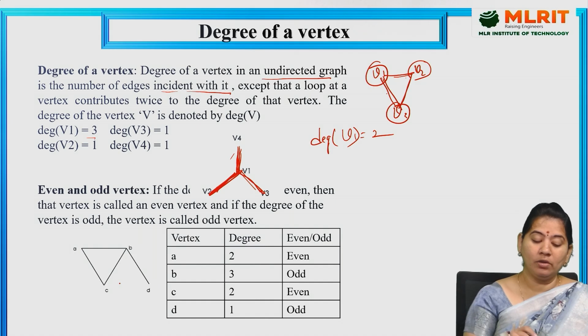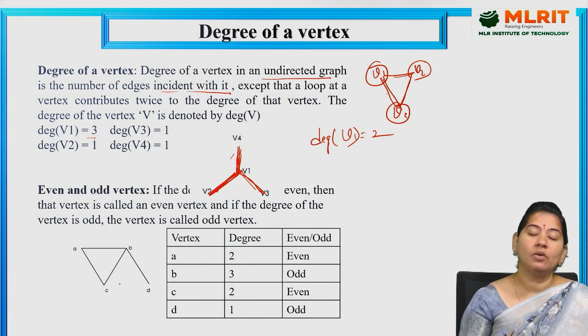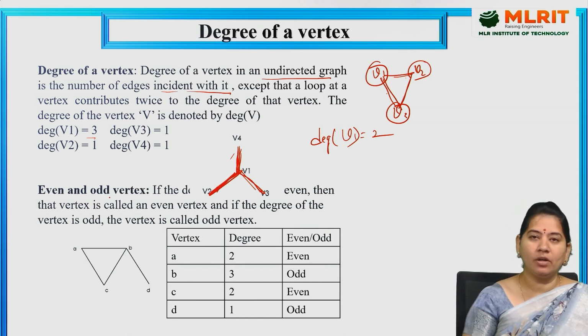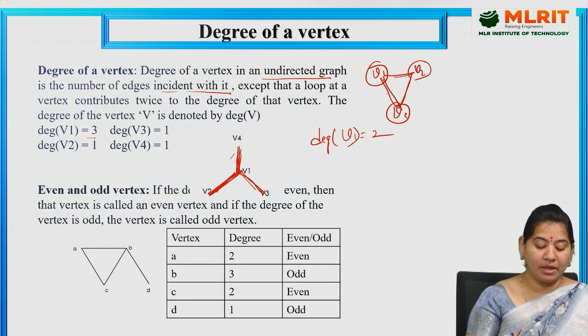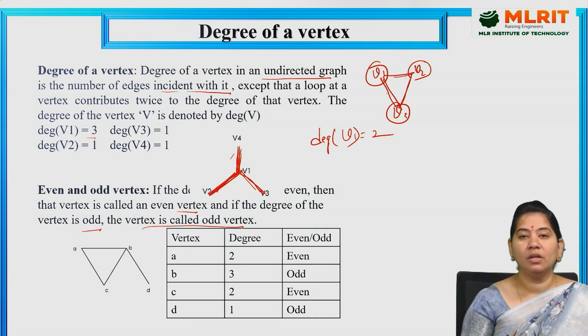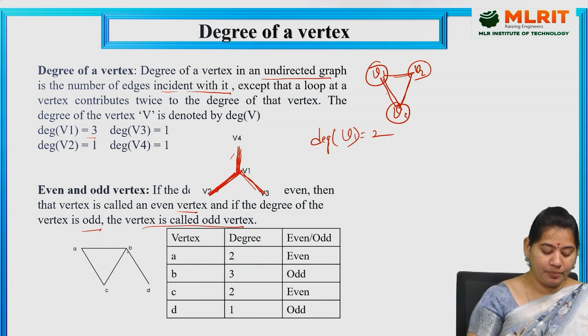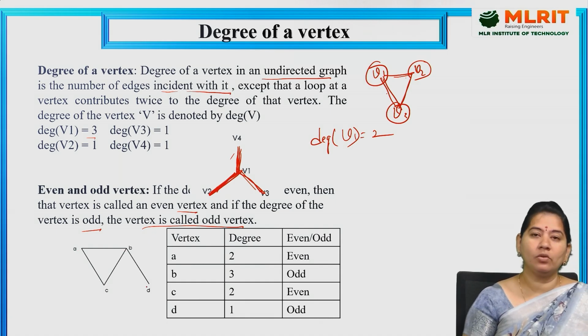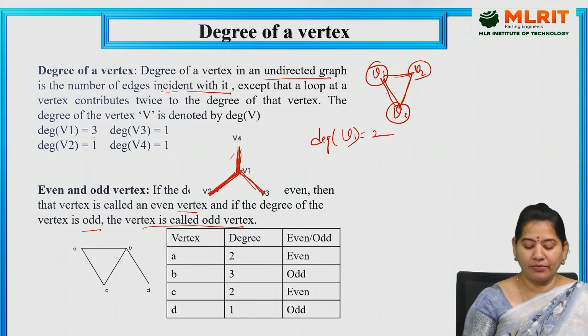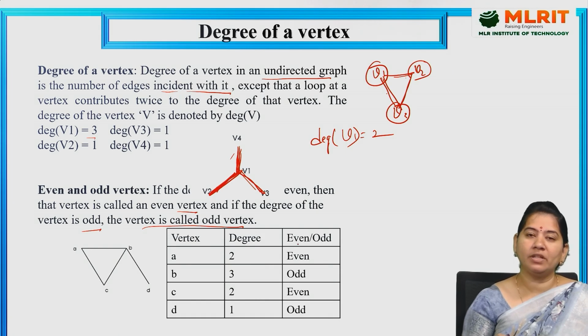And out of these vertices, you can also calculate which are even vertices and which are odd degree vertices. If the degree of the vertex is even, then that vertex is an even vertex. And if the degree of the vertex is odd, then that vertex is called an odd degree vertex. Now let us suppose I have taken one figure A, B, C, D. First find the degree of each and every vertex, and from that check whether the particular vertex is an even degree vertex or an odd degree vertex.